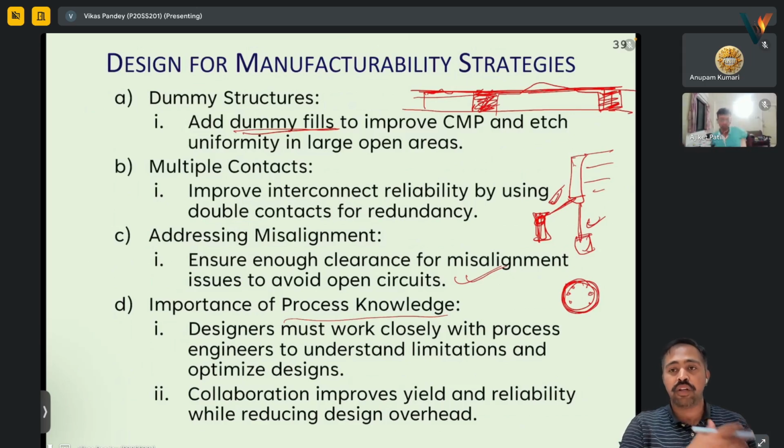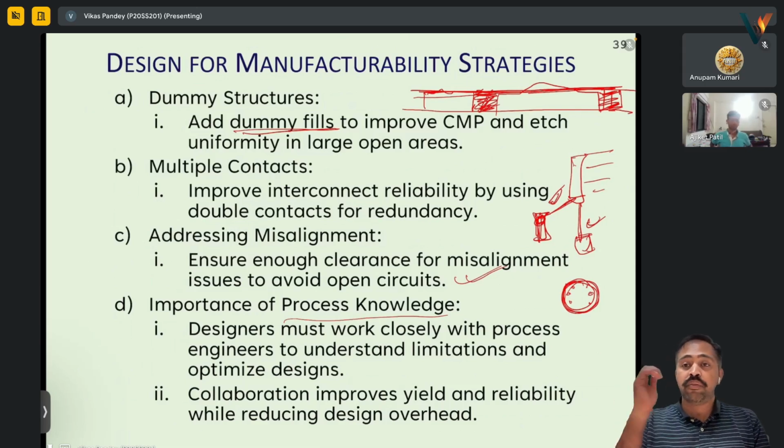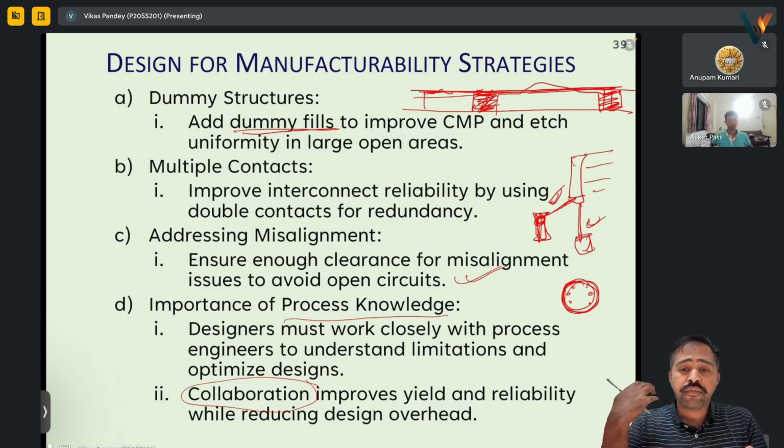That's one big reason that people working in this area, designing this, should know about micro and nano fabrication. They should be well aware of the limitations. They should have the process knowledge, and they should collaborate with the process engineers. In a sense, the design engineers and process engineers should collaborate to have a better output.